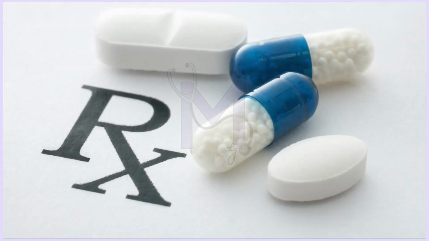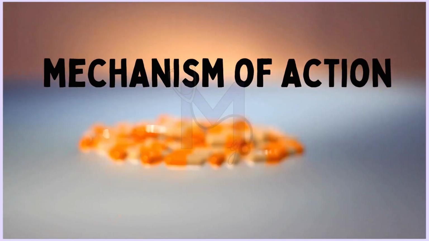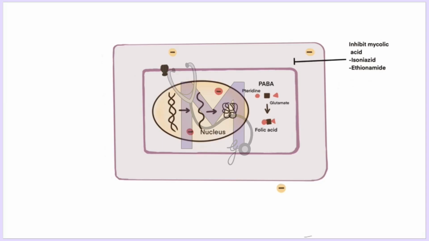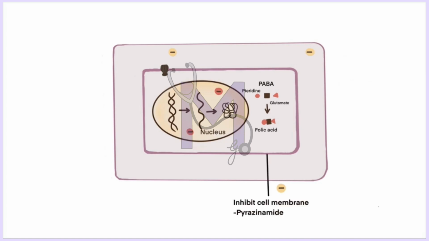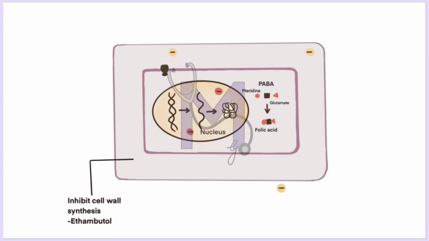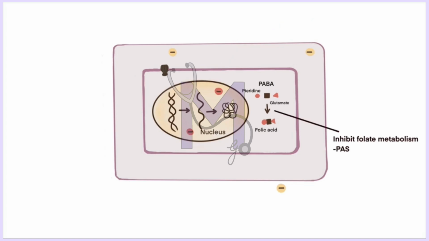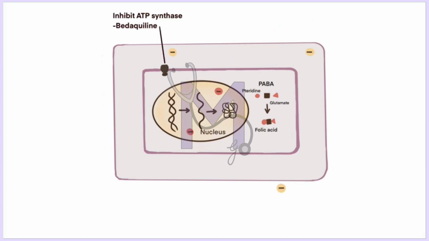The other classification is based on mechanism of action. Firstly, the drugs associated with the inhibition of mycolic acid production are isoniazid and ethionamide, while inhibition of cell membrane is by pyrazinamide and inhibition of transcription is by rifampicin. Cell wall synthesis is inhibited by ethambutol. Drugs that inhibit protein synthesis are streptomycin. PAS inhibits folate metabolism and bedaquiline inhibits ATP synthase.